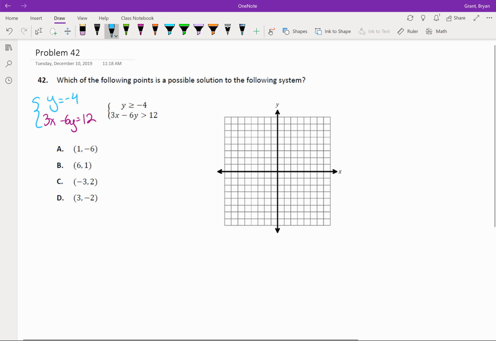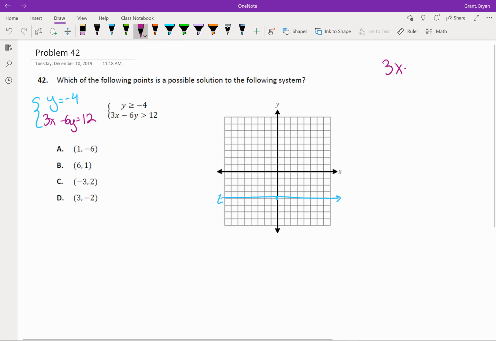y equals -4, nothing too terrifying there. There's a y-intercept of -4. And because there's no x, there's no slope. Lines with no slope just go straight across, horizontally. So here's my horizontal line. It's a solid line because in the original there is an equal to. And now we're on to the second one.